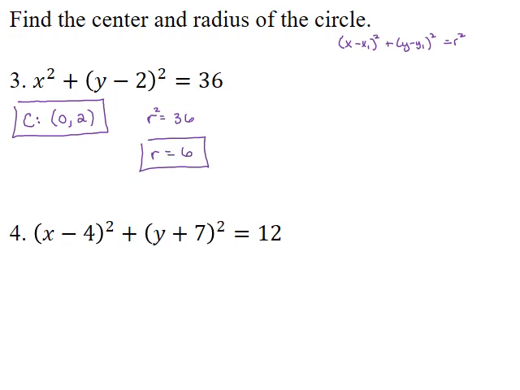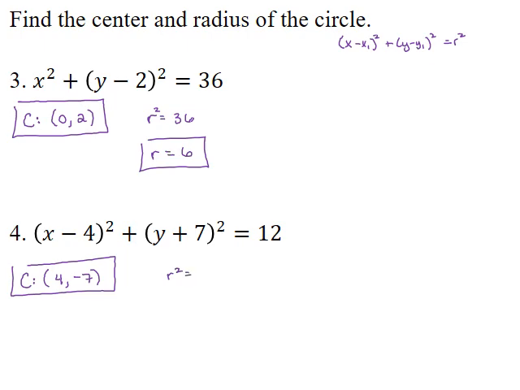Number 4 is no different. You have (x − 4)² + (y + 7)² = 12. So when you're looking for the center of this circle, since there is a minus 4 attached to the x here, I know the x value of my center is 4. But since there is a plus 7 attached to the y of my center, that's backwards, which means you have to do a negative 7 for the y value of your center.